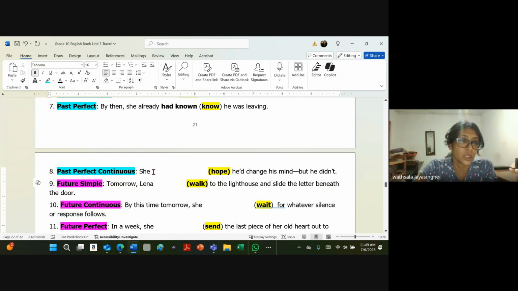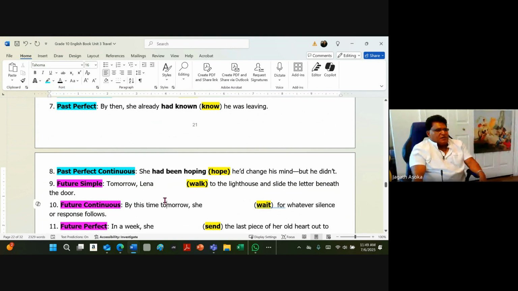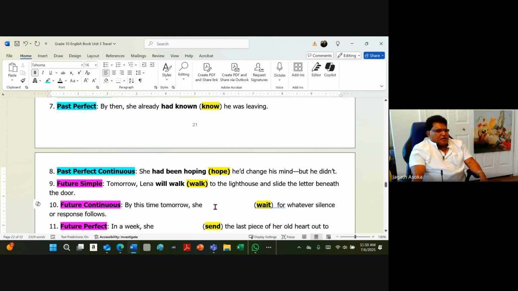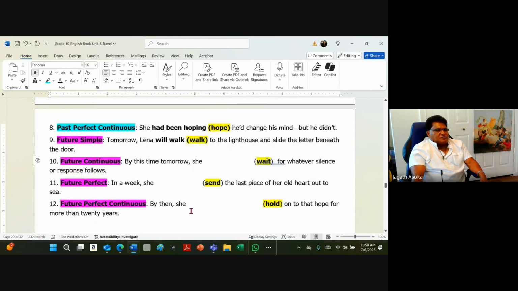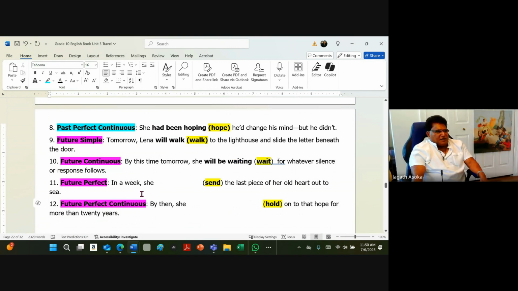And this one, she had been hoping he would change his mind, but he did. Okay. And here this is now future. This should be simple. Tomorrow, Lena, what? Will walk, right? And here, future continuous. Will be waiting, yeah.